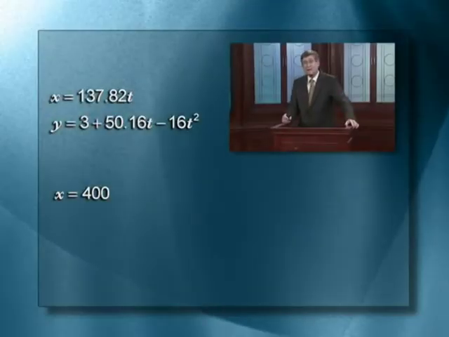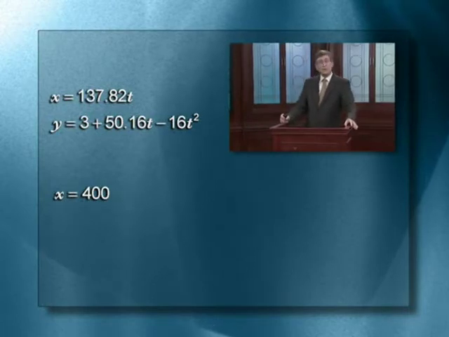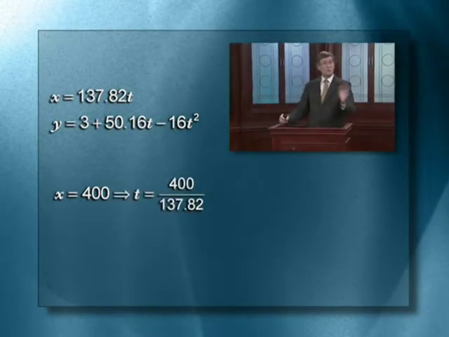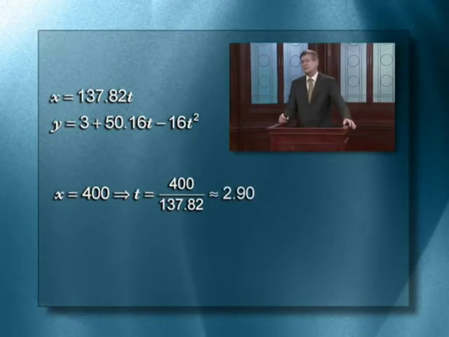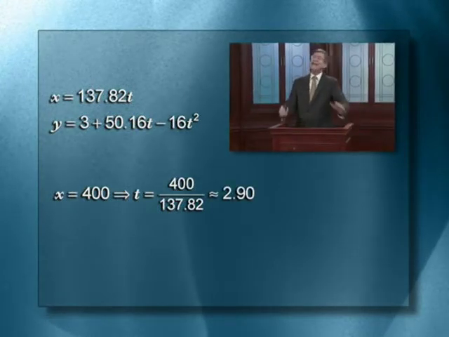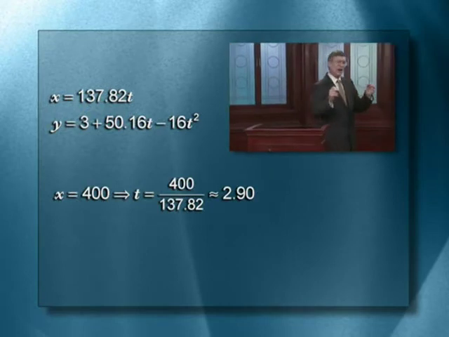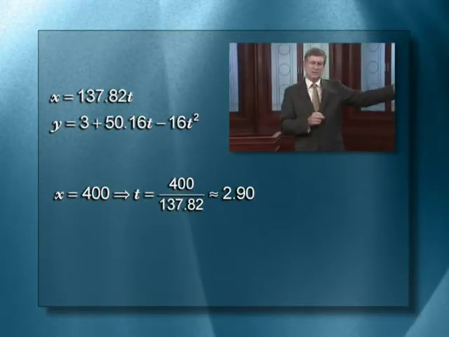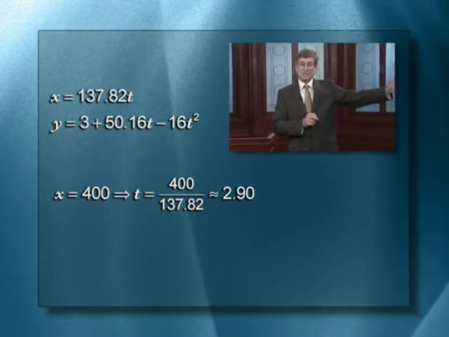So let's let x be 400 in that first parametric equation. And if x is 400, solving for t, you get 400 divided by 137.82. That comes out to be about 2.9. In other words, in about 2.9 seconds, the baseball has arrived at the fence.